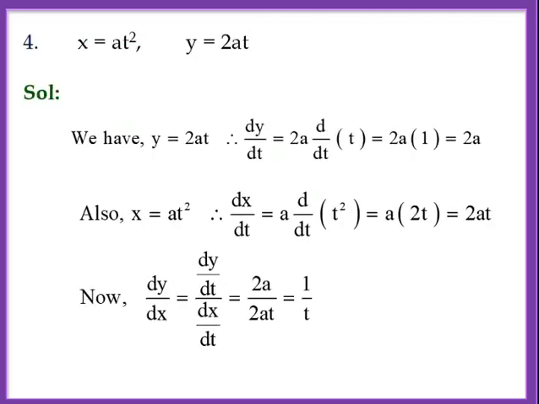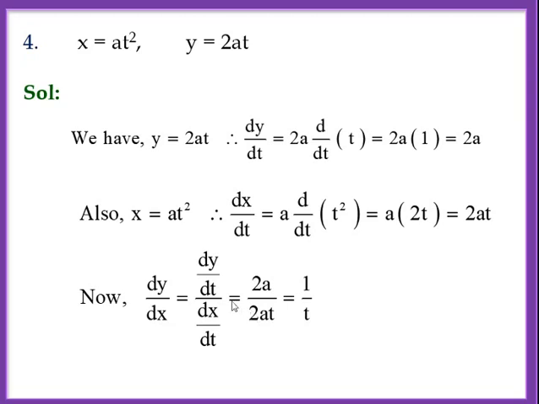Now this is an important sum. x equal to at square, y equal to 2at. Do you remember that these are parametric equations of parabola y square equal to 4ax. So this is basically a case of parametric. So what is dy/dt? Twice a. x equal to at square. So what is dx/dt? Twice at. Now dy/dx comes out to be 1 upon t.